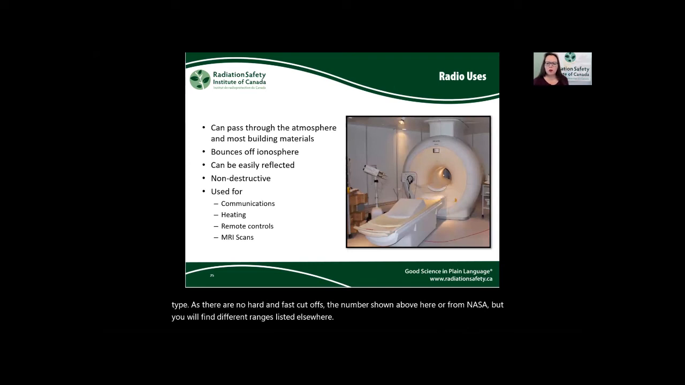Radio waves have the lowest frequency and longest wavelength of the electromagnetic waves. They can easily pass through the atmosphere and most building materials. Most radio waves can bounce off the ionosphere, a layer in Earth's atmosphere, so we do not need satellites to reflect them back to Earth. They can easily be reflected compared to highly energetic electromagnetic radiation. They do not transfer much energy to the materials they hit, so they are non-destructive. They are used for communications, including Wi-Fi, heating, remote controls, and in the process of creating an MRI scan.